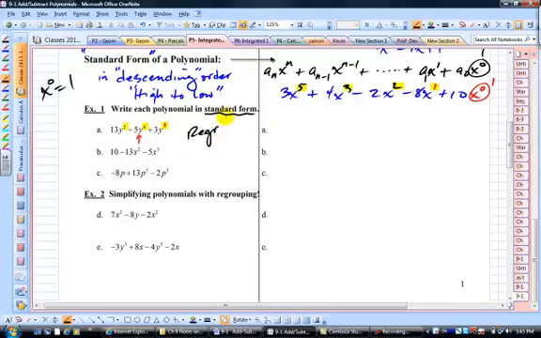Reorder the terms from highest degree to lowest degree. From high to low degree.